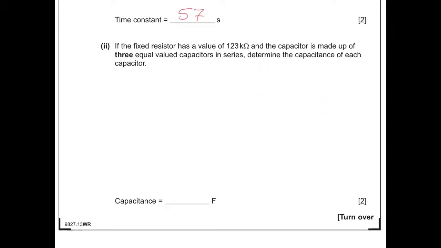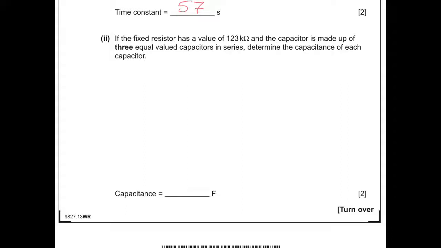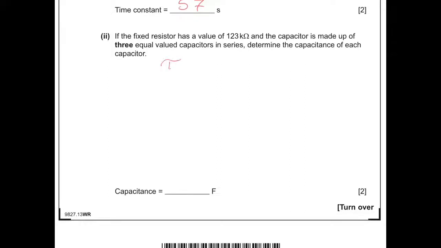Okay then, if the fixed resistor has a value of 123 kiloohms and the capacitor is made up of 3 equal valued capacitors in series, determine the capacitance of each capacitor. So we know that the time constant equals the product of R and C, and we've just been given here the value of R. So C is going to be that time constant over R. So that's going to be like 57 over 123 times 10 to the 3, because it was given here in kiloohms. You need to just watch your units there.